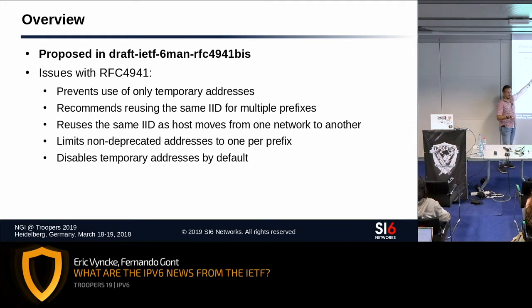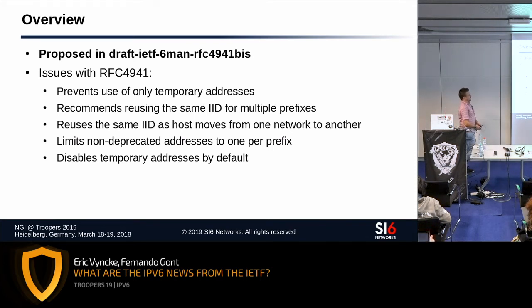So if you are configuring temporary addresses and you have different prefixes, each address should use a different interface ID so that you cannot correlate the activity of each other. There are also cases where an implementation reuses an interface ID when it moves from one network to another. So the interface ID only changes as a function of time, okay? But of course, if you are moving from one network to another, the interface ID should change. That should be obvious.